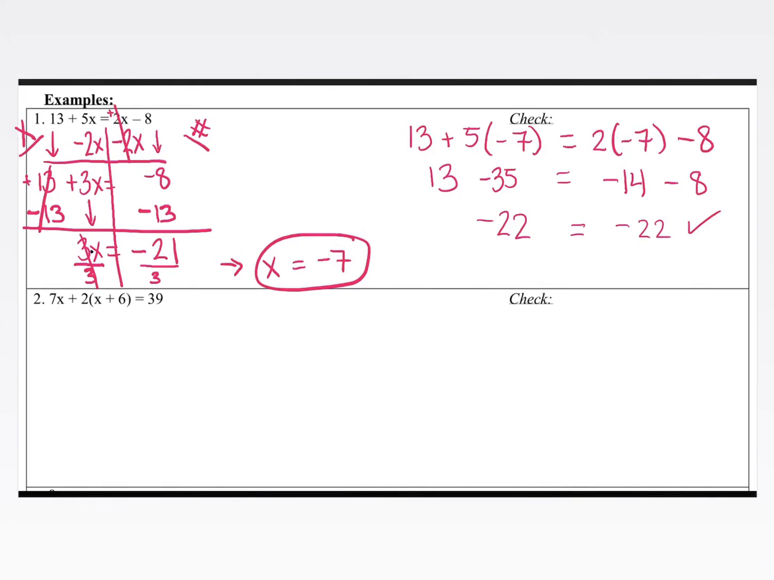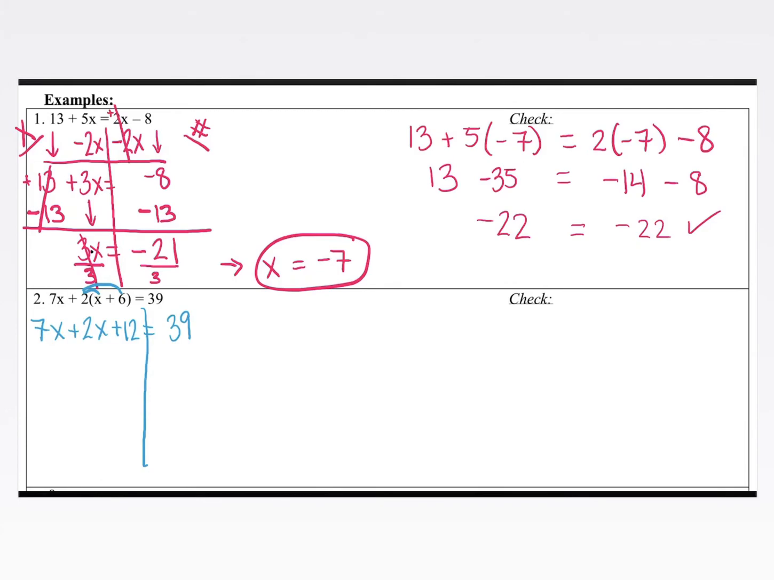First, what I'm going to do is draw my line vertically. A little bit better there. Okay, step number 2 tells us to distribute if we see it on each side. Well, we only need to distribute on the left-hand side. We have 2 times x and 2 times 6. So I'm going to rewrite the left-hand side of this equation. Bring down that 7x plus 2 times x is 2x, and 2 times 6 is positive 12. That's going to equal 39.